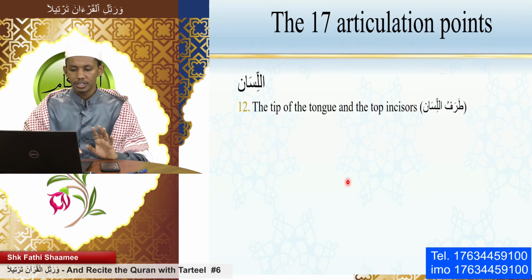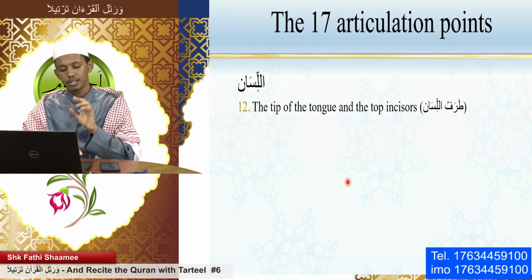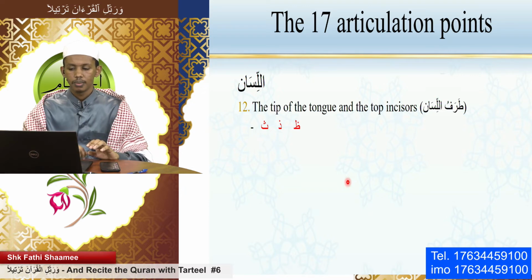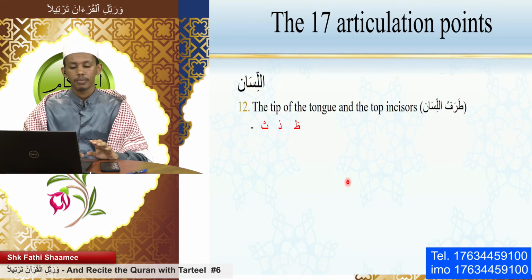Number 12 of the 17 articulation points is the tip of the tongue and the top incisors. So the front two top incisors and the tip of the tongue, when they come together, you have tha, dha, and dha. You have the tip of the tongue touching the tip of the top incisors. And so you get these letters, ath, adh, and adh. So these three letters are from there.